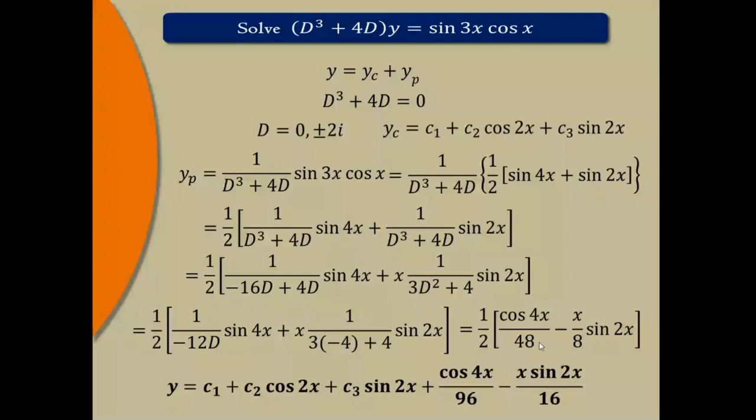Okay, so carefully understand the method. The solution will be in two parts, yc and yp. Yc depends on the roots of the auxiliary equation. First get the auxiliary equation, find the roots, check the nature. By using the standard formula, we get the yc part. And for yp, we know the shortcut method for a single sine or single cos term.